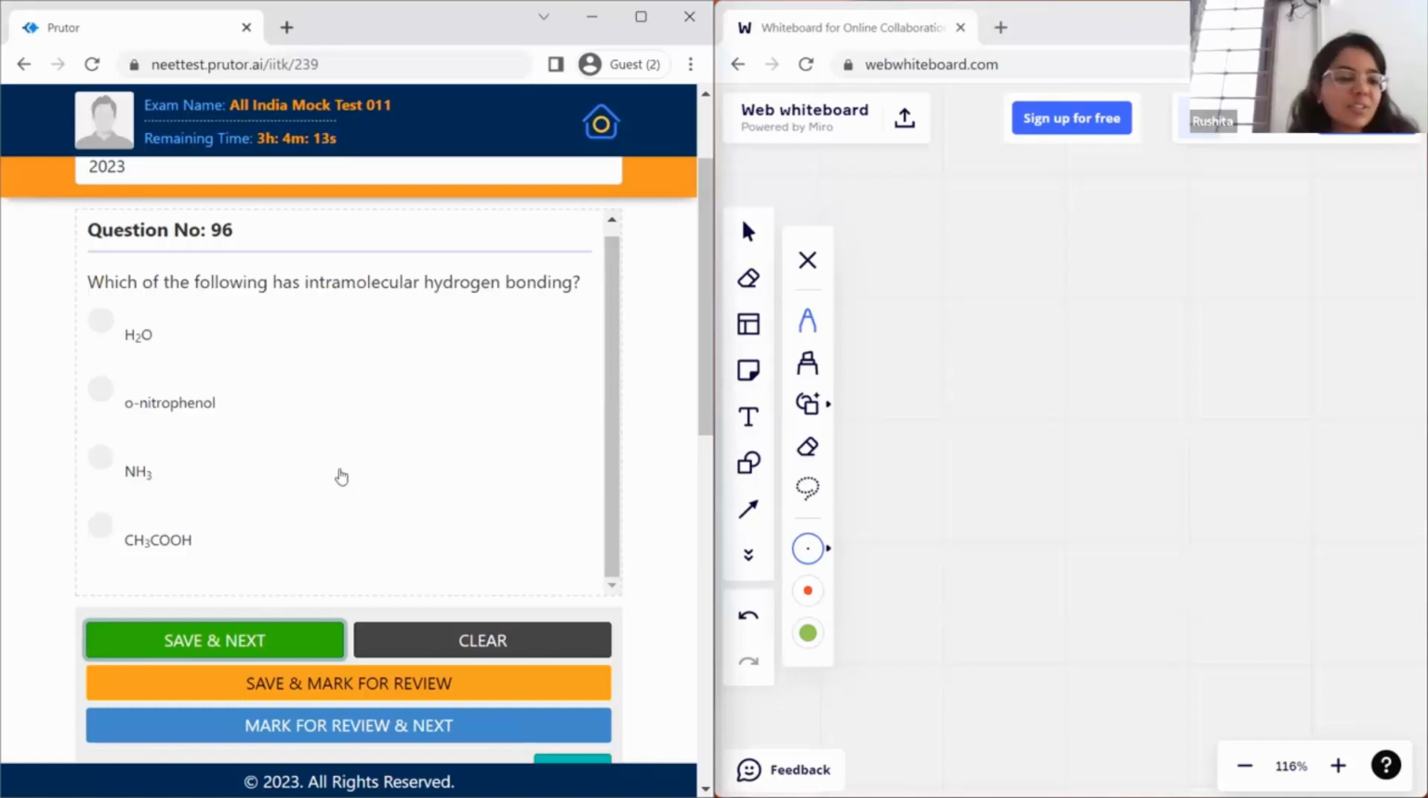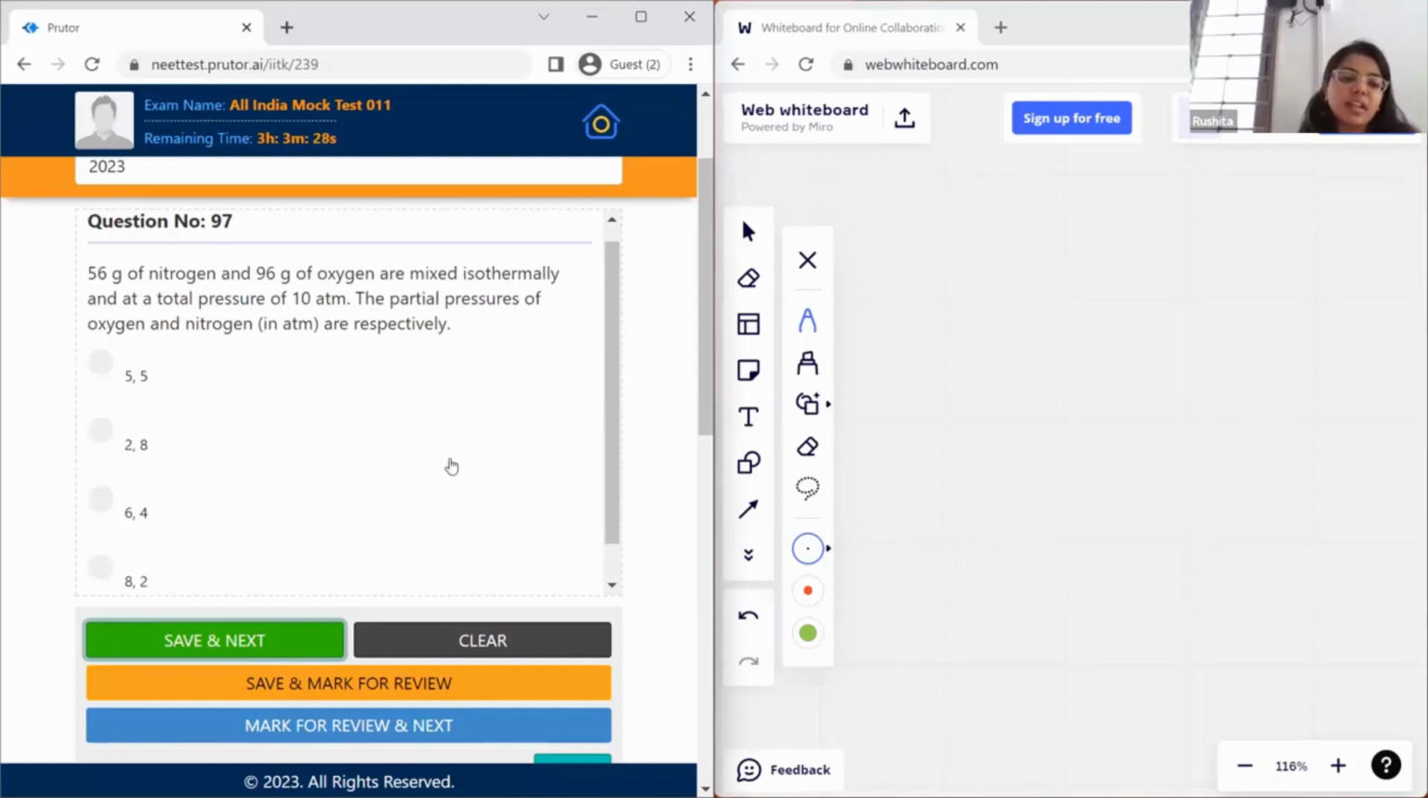Intramolecular hydrogen bonding. This is an inorganic question. You need to know it from the book. You need to know the structures, and that there are 2 types of hydrogen bonding, intra and intermolecular. In NCERT, several examples are given of molecules which are intramolecular and those which are intermolecular. Here it's O-nitrophenol that has intramolecular hydrogen bonding, so within the molecule there will be hydrogen bonding, and in the other 3 there will be intermolecular, meaning between the molecules, not within the molecule. So O-nitrophenol is the correct one.